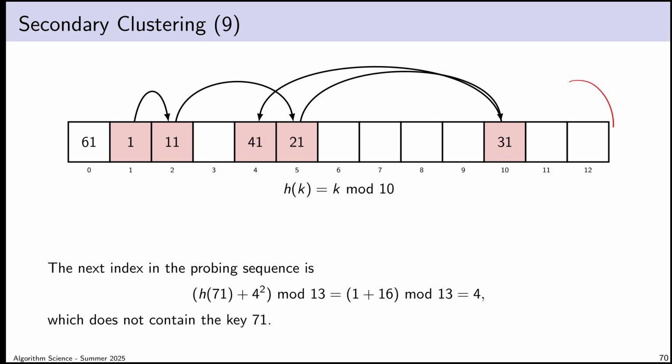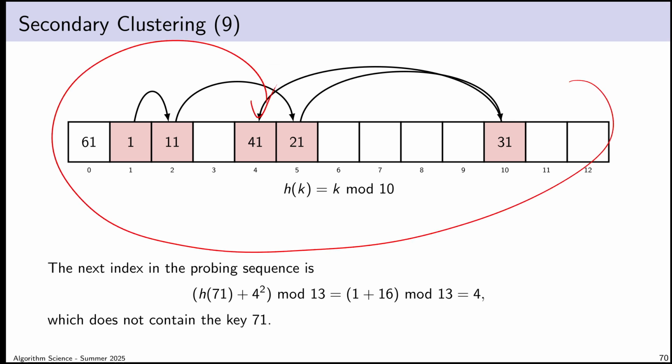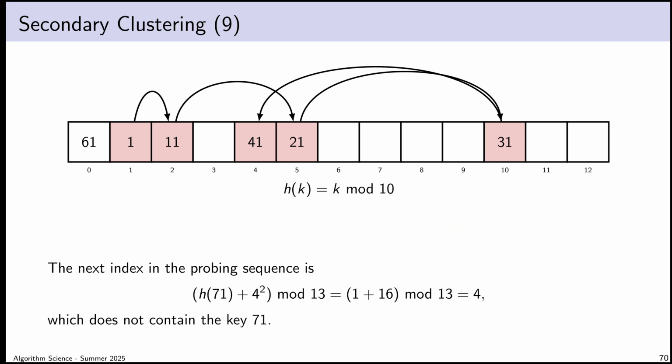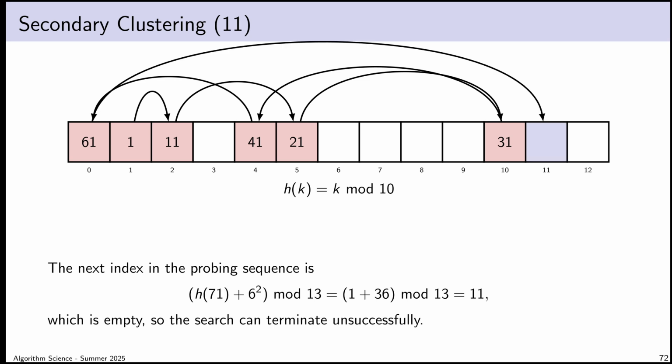That's actually going to wrap me back around and put me down here. So the arrows are going to begin to overlap. I look at index 4, that's also already occupied. Then index 0, already occupied. And finally, after looking at literally everything in the table, I hit index 11, which is empty. So at this point, I can say, okay, 71 is not in the table.